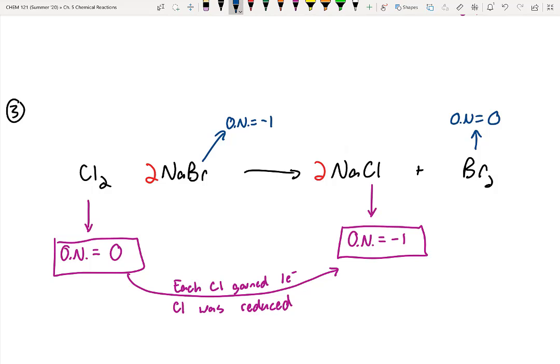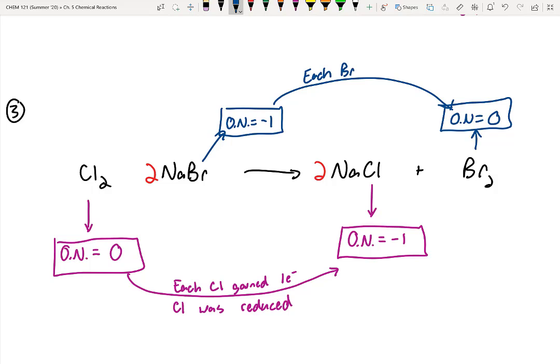Okay, and now let's do our last one. Got bromine going from -1 to 0. So did it gain or lose electrons? It lost. Yeah, it must have lost electrons because it's getting more towards that positive territory. So each bromine lost 1 electron, which means that bromine was oxidized.